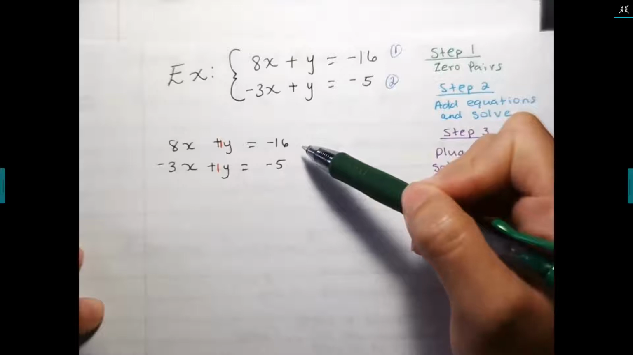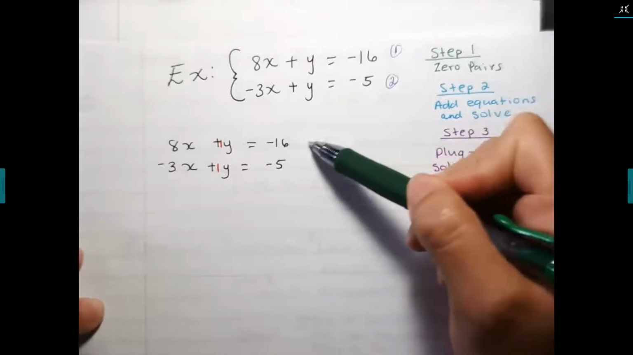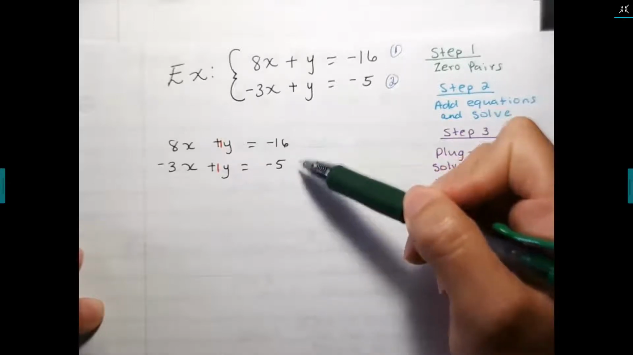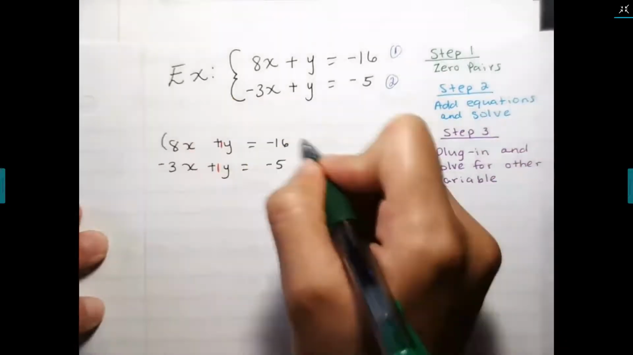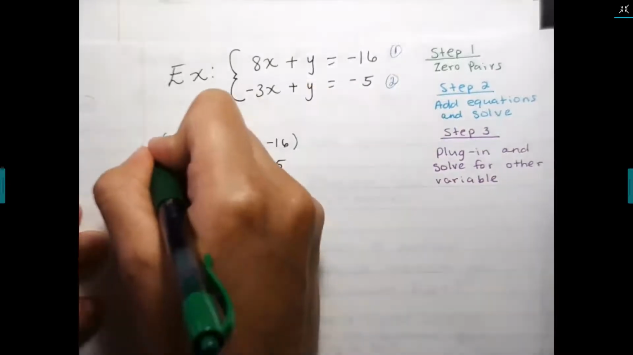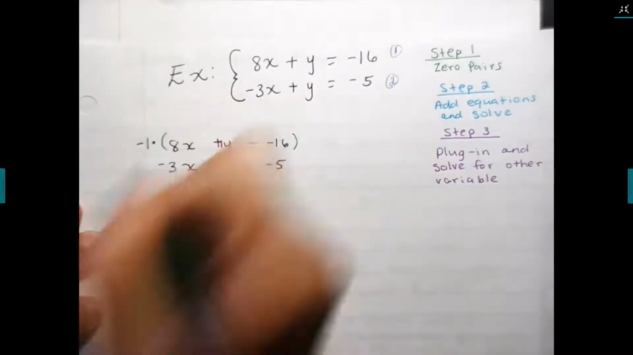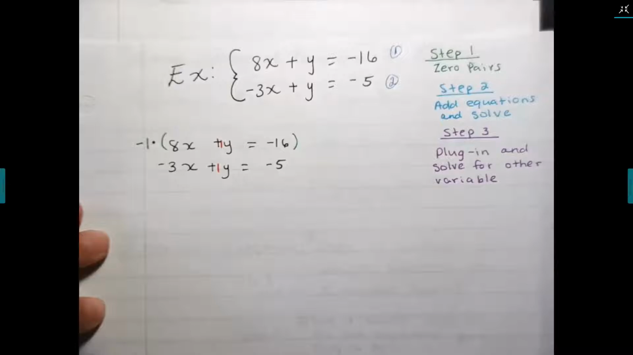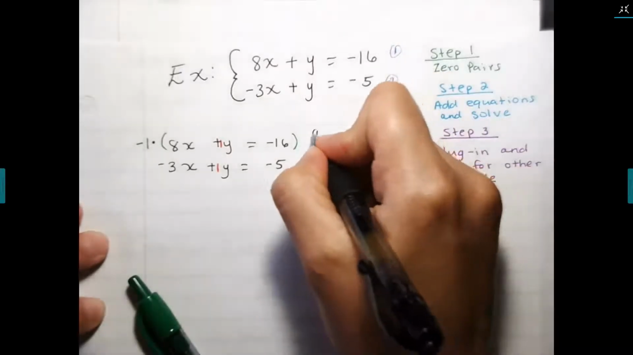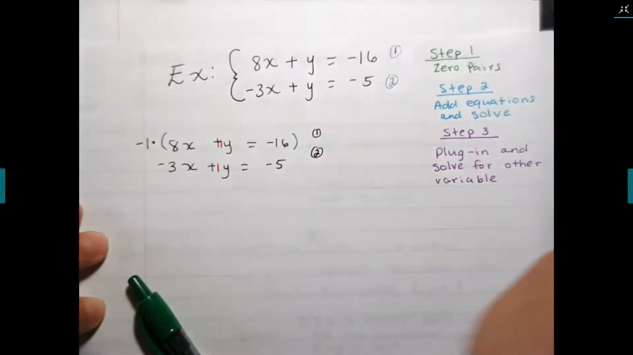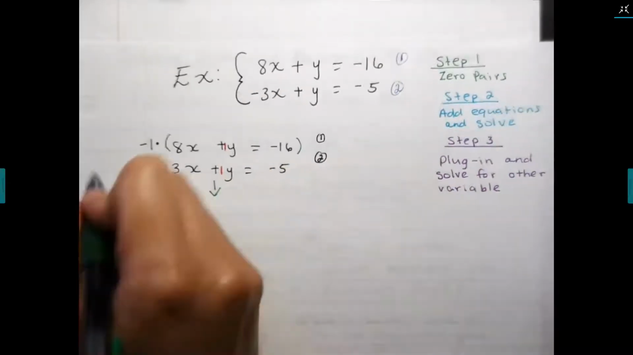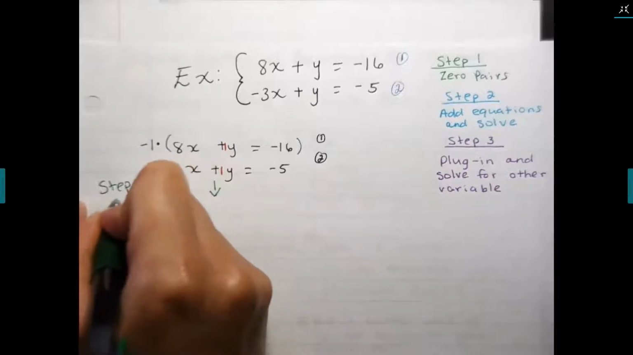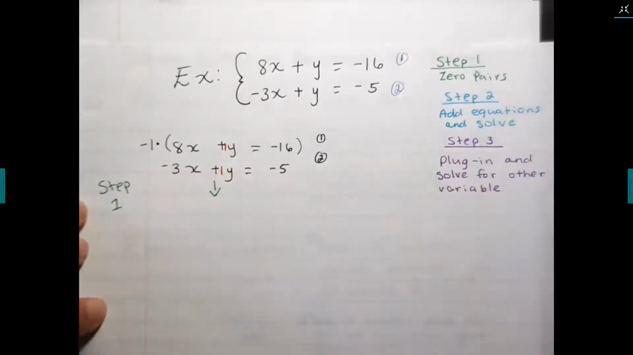And of course, here you have a choice. You can either multiply the first equation times -1, or you can multiply the second equation. It really doesn't matter, but just for the sake of simplicity, I'm going to multiply the first equation times -1. And let me not forget to label them: equation 1, equation 2. This is basically me doing step 1 in my guidelines. I'm creating my zero pair, so I can cancel something out.